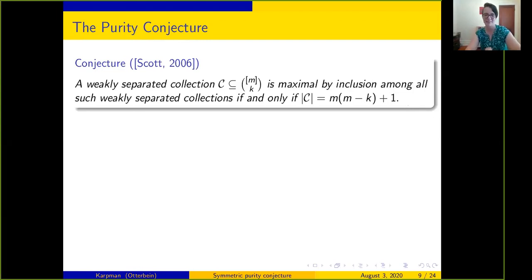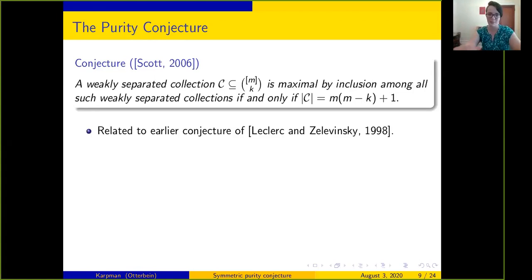Based on this, he made what I'm going to call the purity conjecture, which is that a weakly separated collection of k-element subsets of bracket m is maximal by inclusion among all such weakly separated collections if and only if it's maximal by size. So if you have any weakly separated collection that is not maximal by size, you can keep adding things to it until you hit that upper bound.